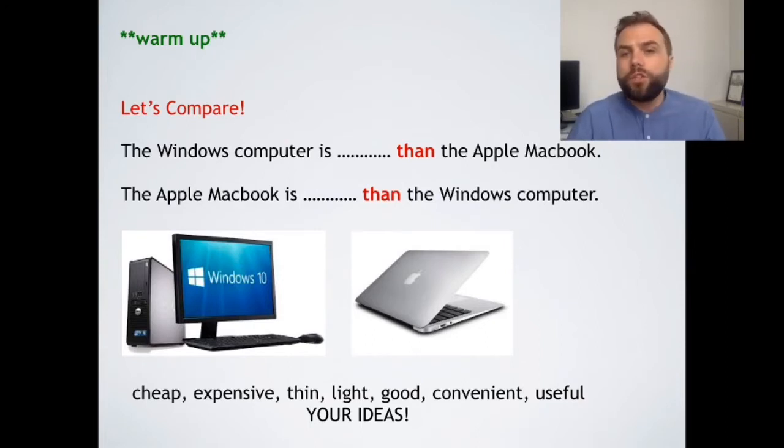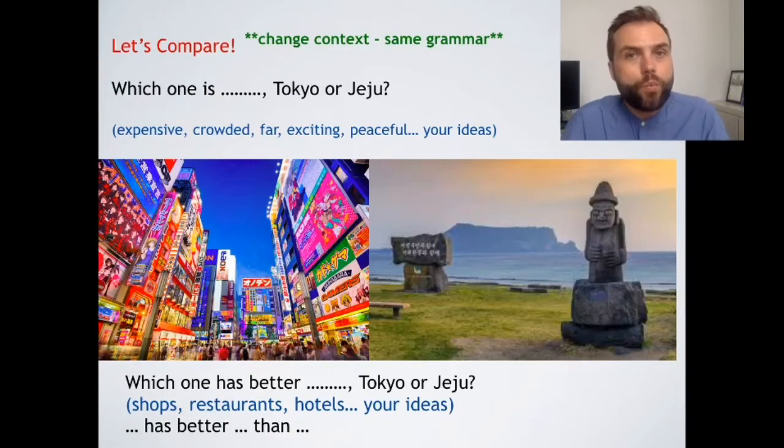Okay, so this is just kind of like a warm-up, something that students know and can easily answer, and it just gives you a chance to check that they've got the basic understanding of comparatives as well. Okay, but in this lesson, this is not like a kind of beginner or lower intermediate lesson. This is a lesson for a little bit higher level students. So we're going to move on now, and we're going to change the context using the same grammar though.